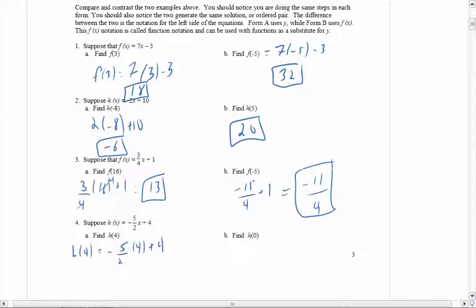Well, now I've got to do some math here. That's going to be negative 10 plus 4, and that's going to give me negative 6. So there's my answer for this. Same with h of 0. Well, you can see what happens here. If I plug in 0 for x right there, all I'm going to be left with is 4. And so h of 0 would be 4. You can kind of work through those. I think you've seen those before.